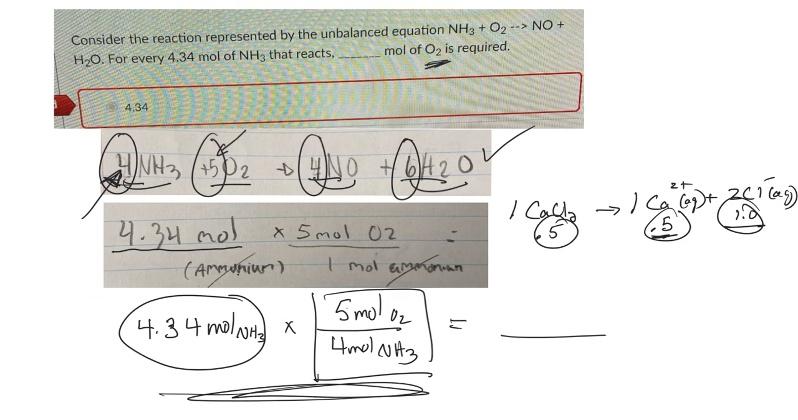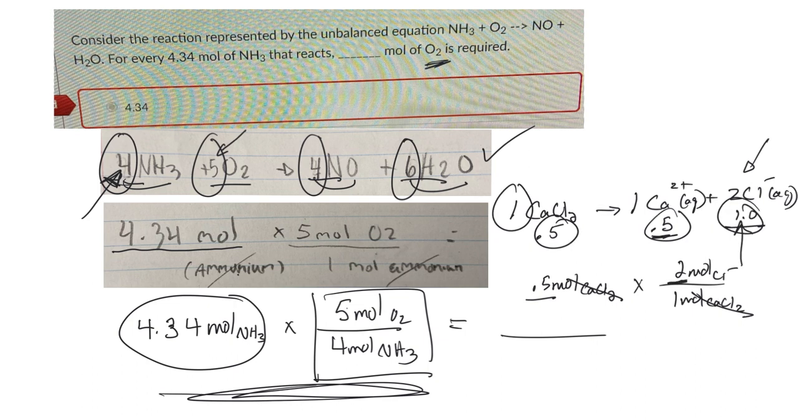So if they say I start with 0.5 moles of calcium chloride, and they ask how much chloride ions are there, then you'd say, well, 1 mole of calcium chloride will form 2 moles of chloride ions. So the moles of calcium chloride cancel. I take this, I times it by 2, and I get the 1. Hopefully that helps you out with that ratio thing and figuring out how much of something you need given a certain amount of something else.